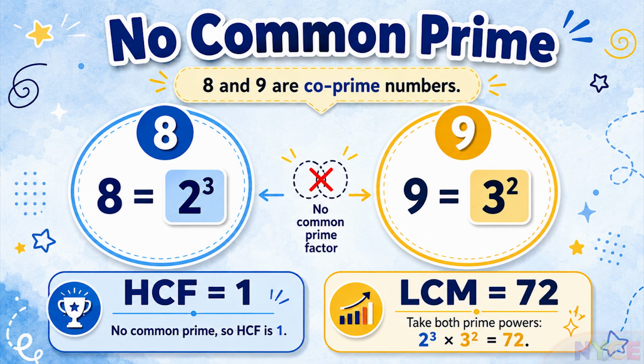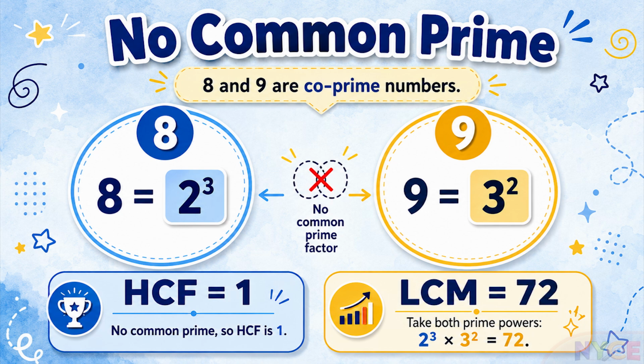One more useful check. If two numbers have no common prime factors, their HCF is 1. For example, 8 equals 2 cubed and 9 equals 3 squared. They share no prime factor, so HCF is 1. But their LCM uses all greatest powers, so LCM is 2 cubed times 3 squared, which is 72.